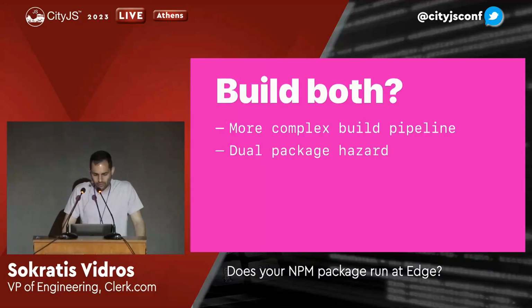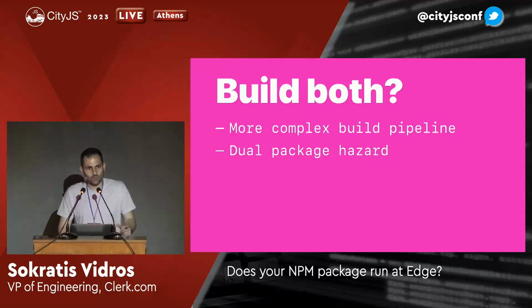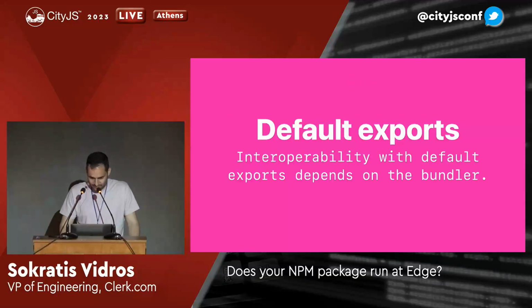And we also have something that's called the dual package hazard. Essentially, that means that if the dist file of your package has both a CJS and an ESM version, it might be accidentally required or imported by both. That ends up in two instances of the same library in the same application, and that's a very tricky and nasty bug.